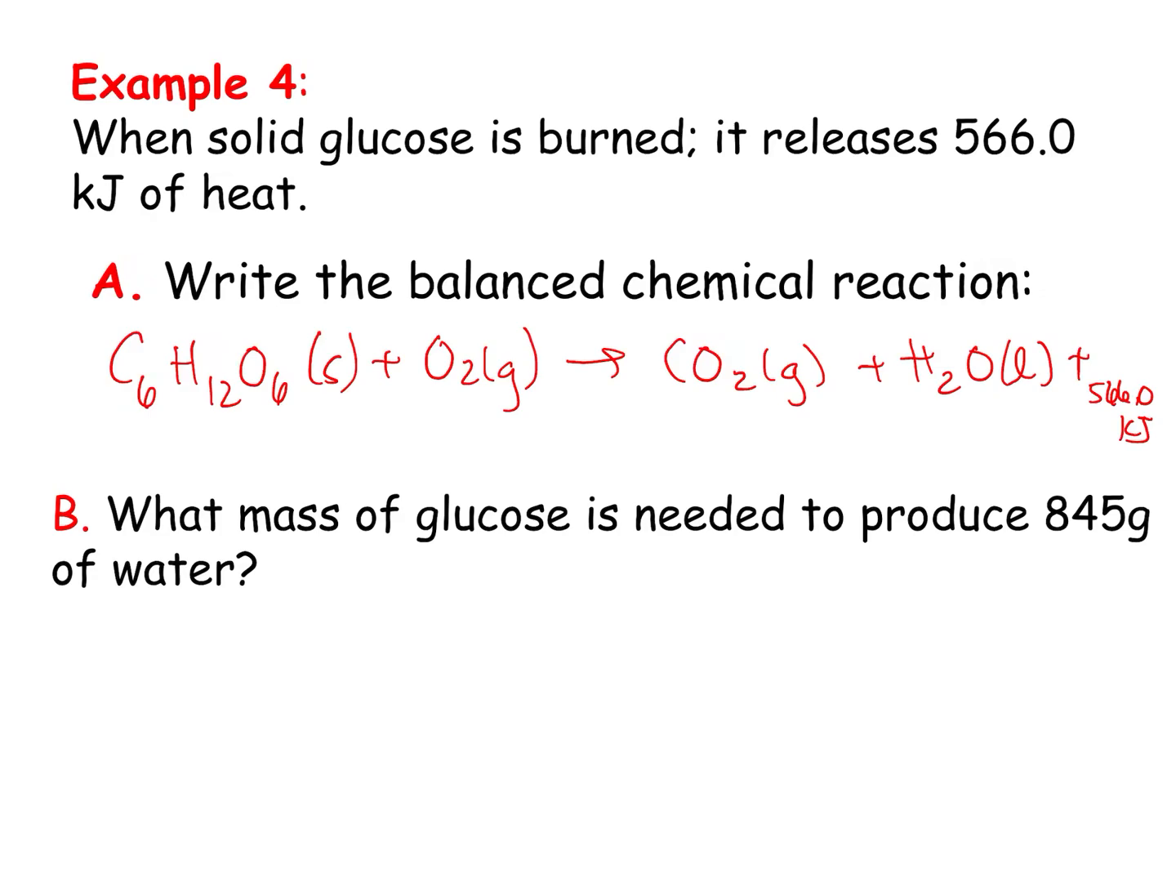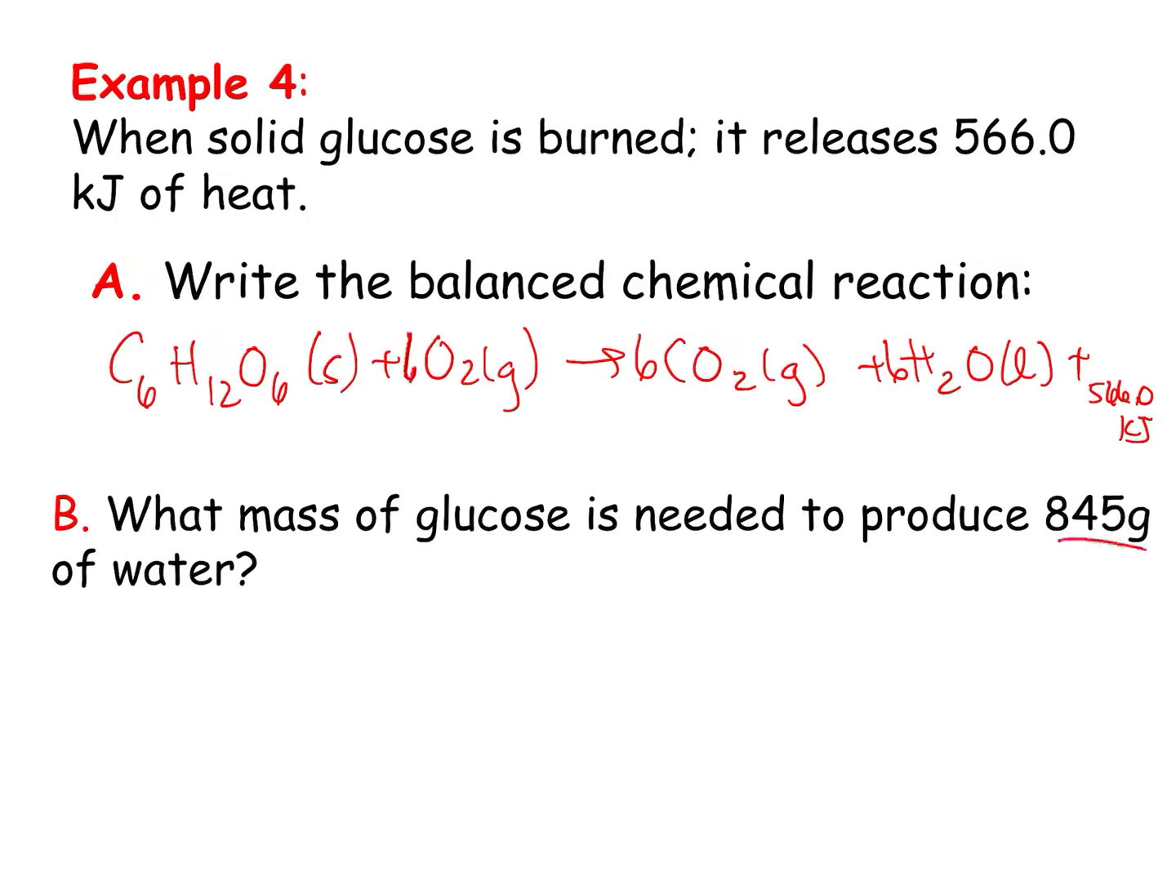Okay, well, how about I just start playing around? So let's see. That is good for carbon. That is good for hydrogen. So now I have 12 and 6, which is 18. I have 18 here minus, okay, so I just have to do this. So that's a 6. Good. All right. What mass of glucose is needed to produce 845 grams of water?